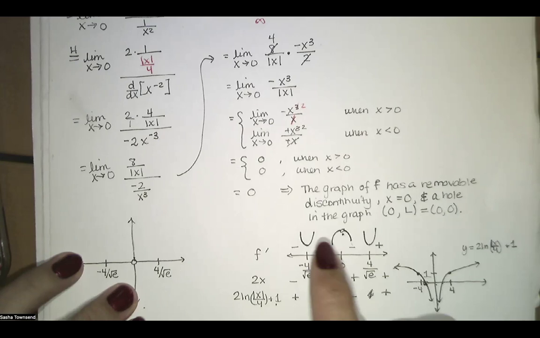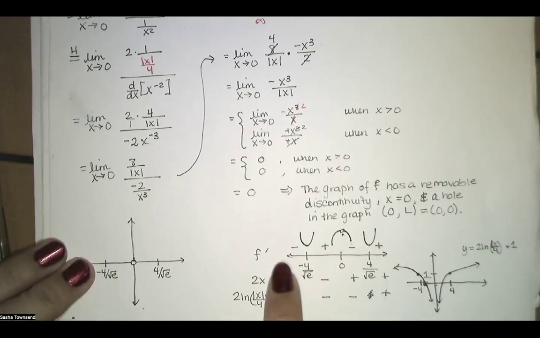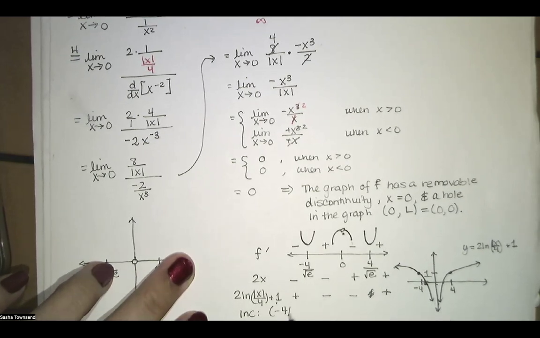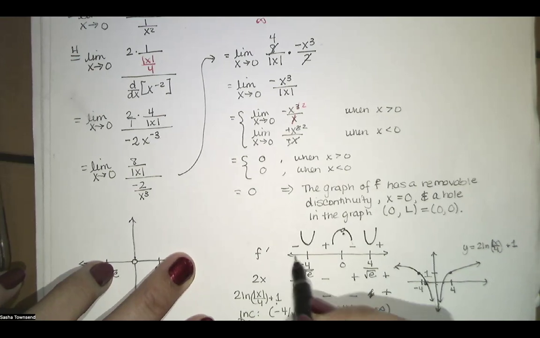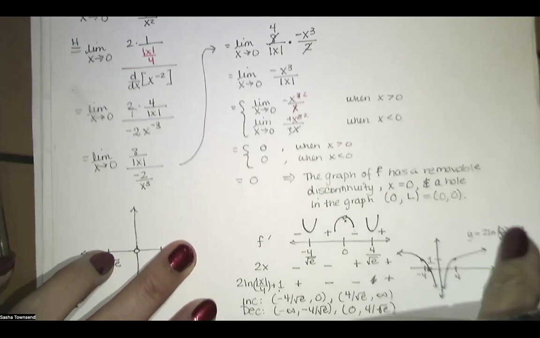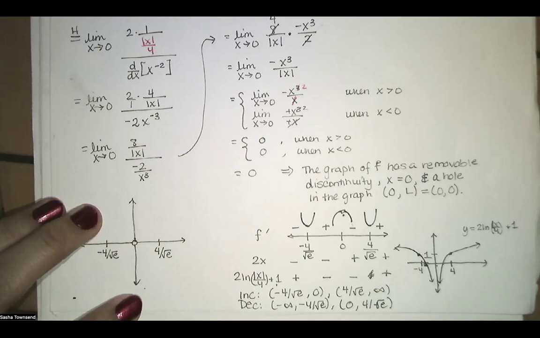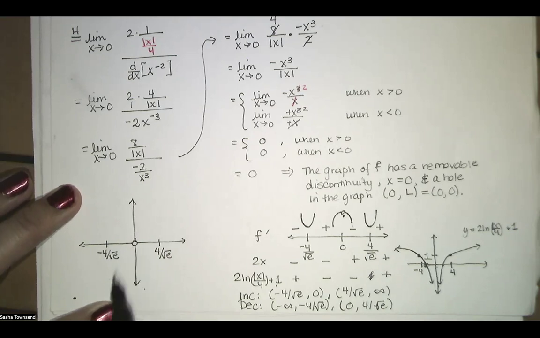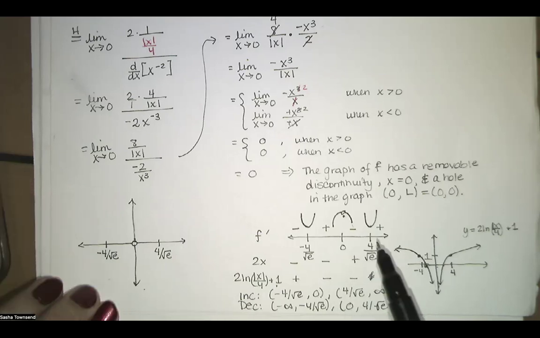And we know where the function is decreasing, increasing, decreasing, and increasing. We could just read those intervals. So it's increasing on the interval from -4 divided by the square root of e to 0, and 4 divided by the square root of e to infinity. And it's decreasing on -infinity to -4 divided by the square root of e, and 0 to 4 divided by the positive square root of e. So it's decreasing, then increasing, then decreasing, then increasing.